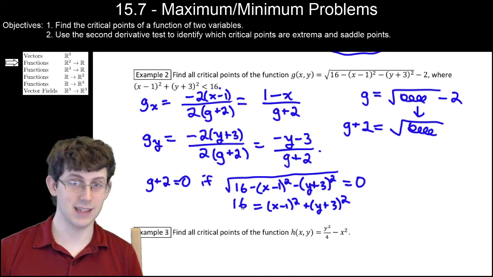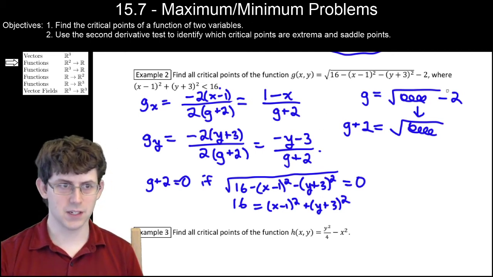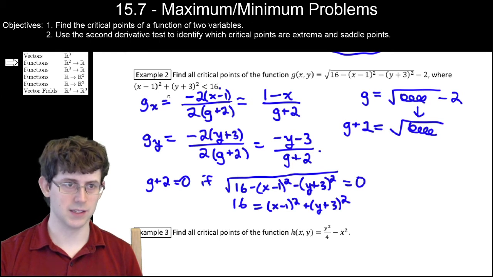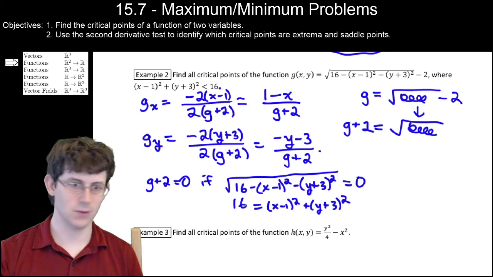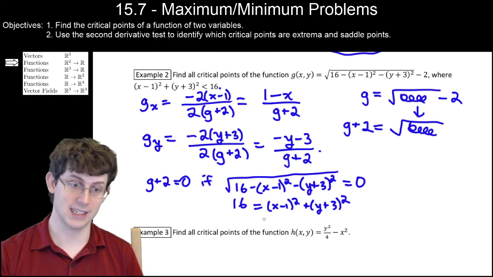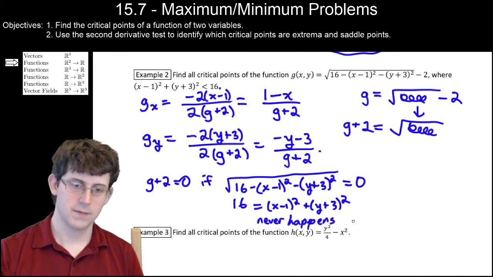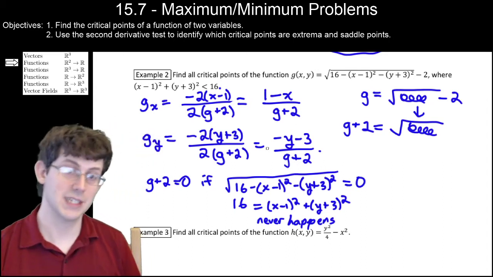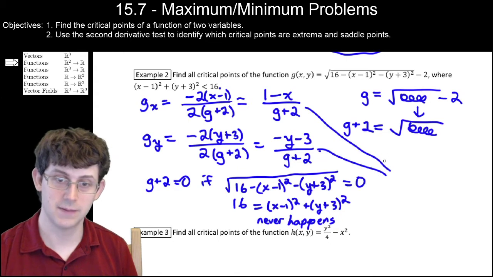So we need to look back at the question and make sure that we didn't miss something. Find all critical points of the function where x minus 1 squared plus y plus 3 squared is less than 16. Okay, so the question tells us that we're not supposed to worry about when this quantity equals 16. It's always going to be less than 16. So this never happens because of how the question is worded. So we're safe. So the derivatives always exist, which means we can set the derivatives equal to 0 to get the critical points.